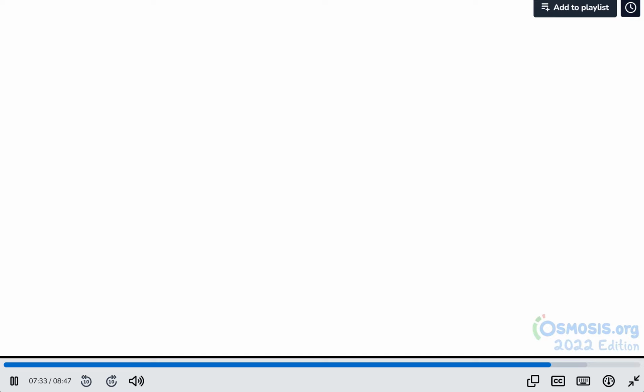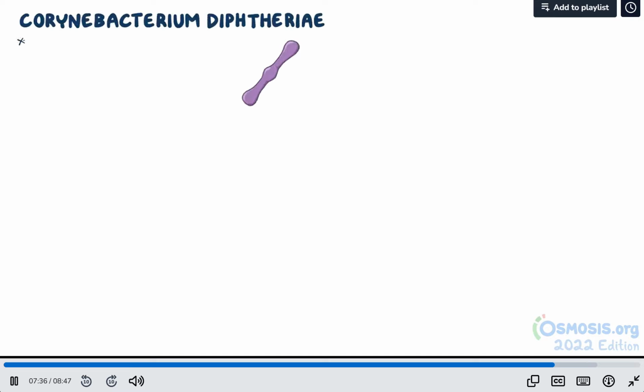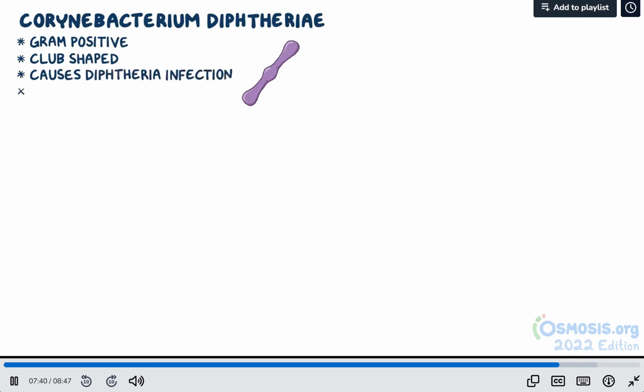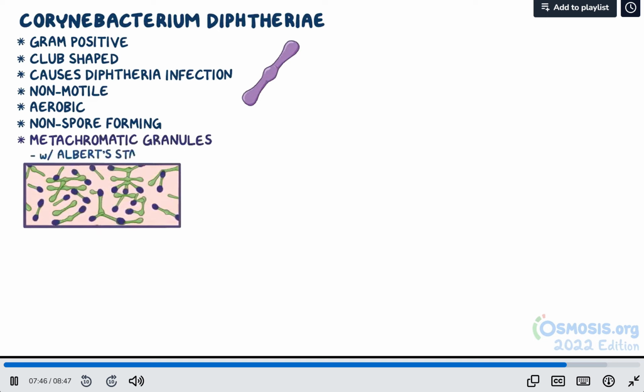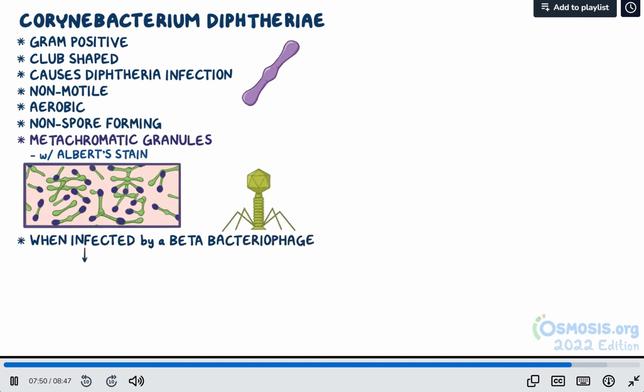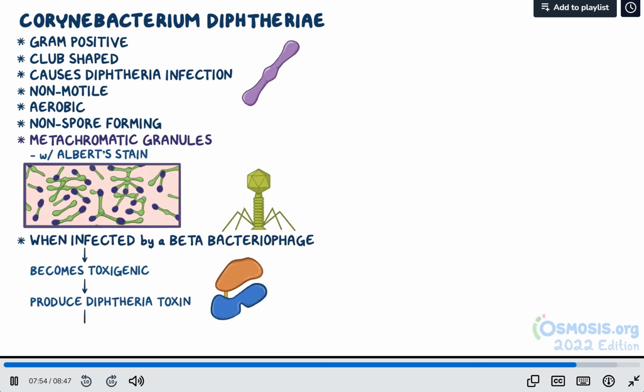Alright, as a quick recap. Corynebacterium diphtheriae is a gram-positive, club-shaped bacteria that causes diphtheria infection. It's non-motile, aerobic, non-spore-forming, and has metachromatic granules when stained with Albert stain. When infected by a beta-bacteriophage, C. diphtheriae becomes toxigenic, so it starts to produce diphtheria toxin, which causes tissue destruction and inflammation.